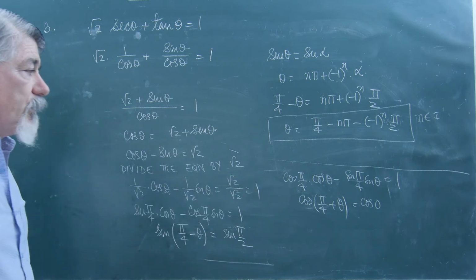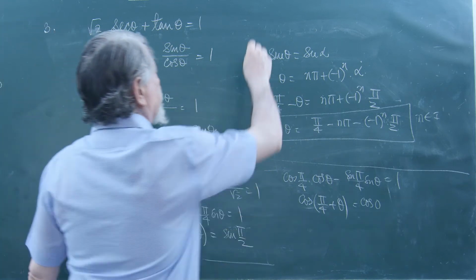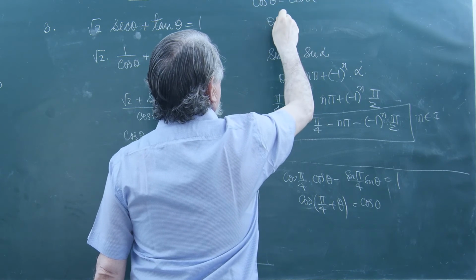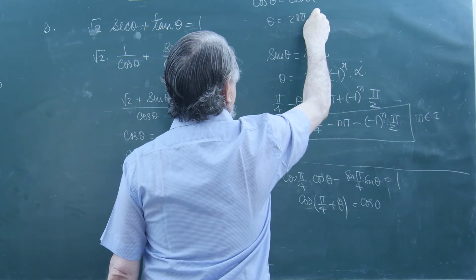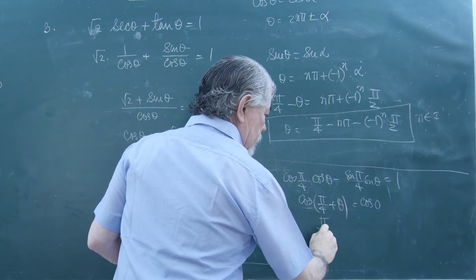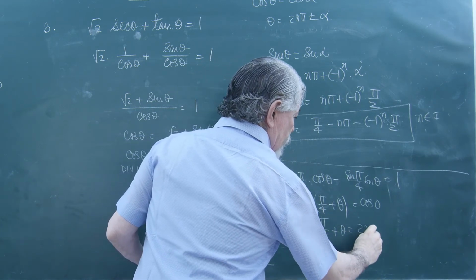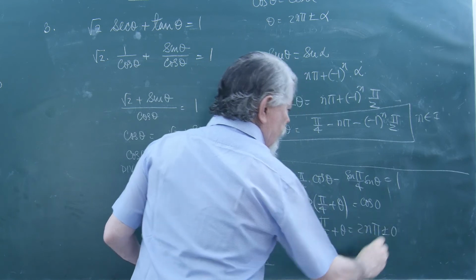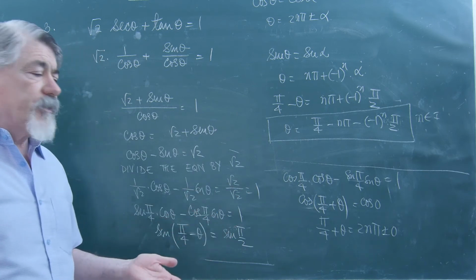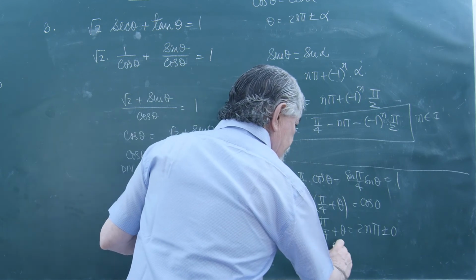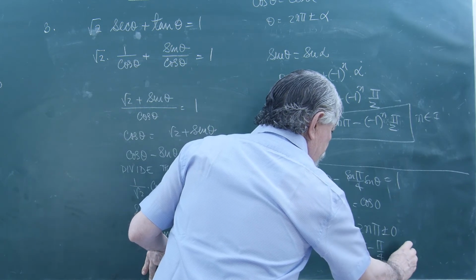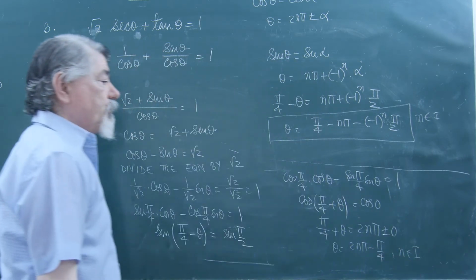Now cos alpha is equal to cos theta. Then you know what the formula is. If cos theta is equal to cos alpha, then theta is equal to 2n pi plus minus alpha. So we will say pi by 4 plus theta is equal to 2n pi plus minus 0. It is plus minus 0, so it is not going to be plus minus 0, there will be no meaning of that. So theta will be what? 2n pi minus pi by 4, where n belongs to the set of integers.